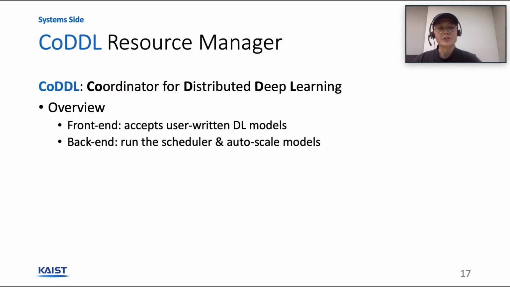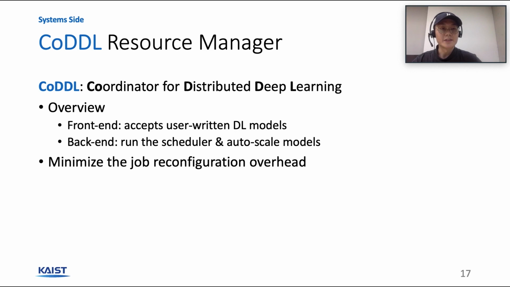To tackle this issue, we present our resource management system named CoDDL. CoDDL front-end accepts user-written DL models and submits them to the backend, and the backend runs the scheduler in the centralized controller to determine or readjust GPU shares for each model training. It automatically scales each model to adapt to the readjusted share.